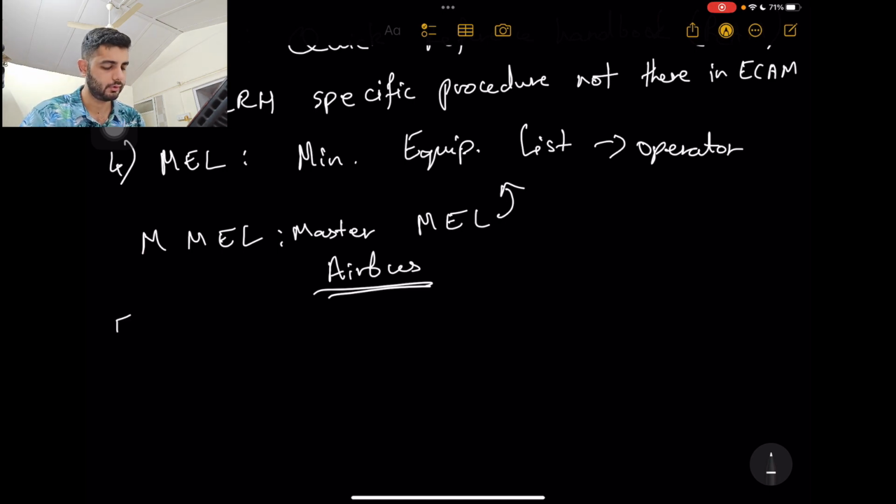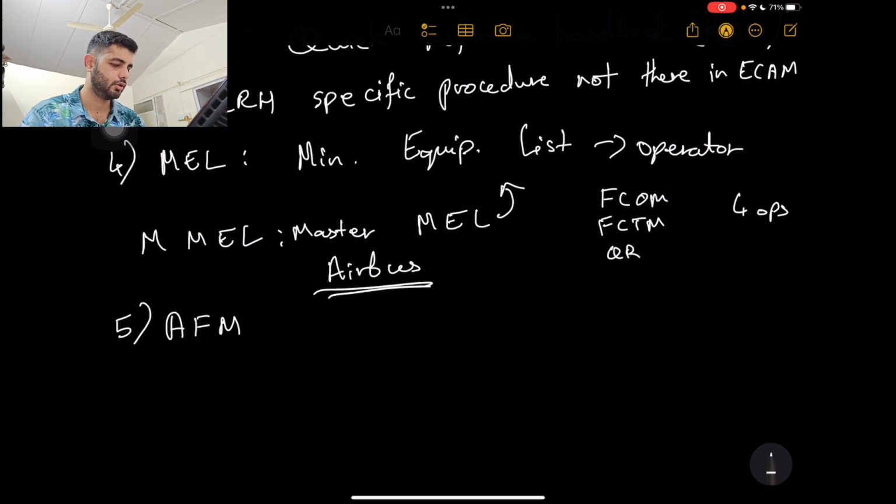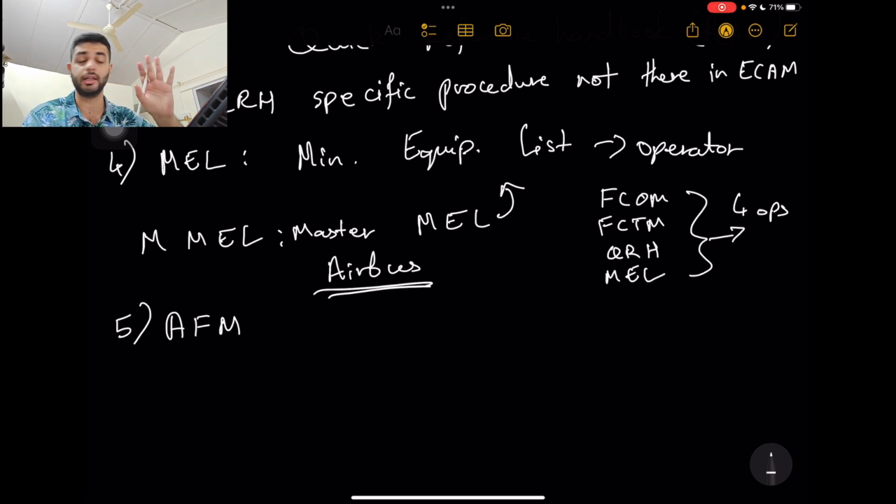Now we have AFM. Okay, so these four on top were required for ops. Which four were they? FCOM, FCTM, QRH, and MEL. These are required for your flight ops. For you to take the aircraft in air, these are the manuals you're going to require.